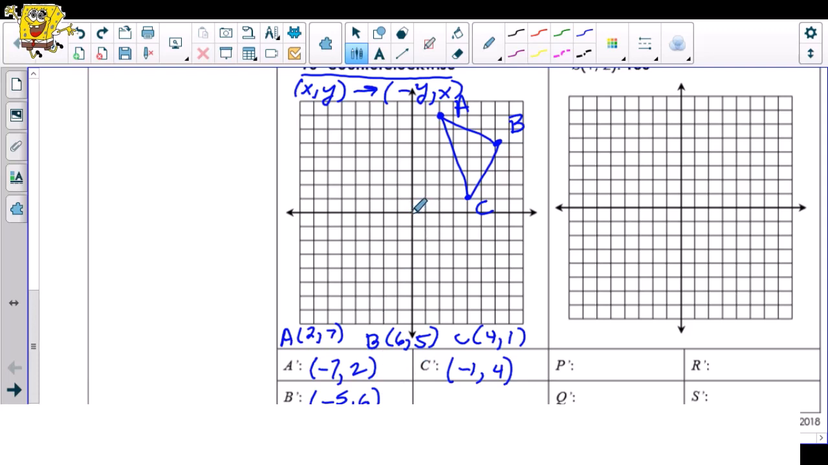So A prime is going to be negative 7, 2. So that's our A prime. And then B prime is at negative 5, 6. So that's your B prime. And then C prime is at negative 4, 1. All right, so our triangle was turned to look like that.